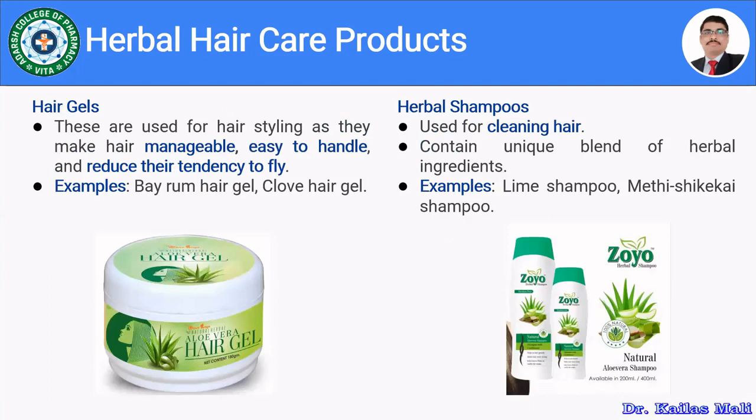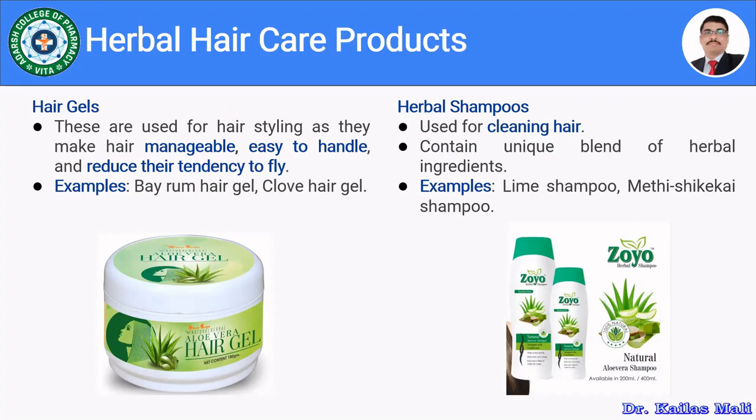The first one, that is the hair gel. The gels are basically prepared with the help of the polysaccharides. It might be synthetic, semi-synthetic, or it may be the natural one. So these are used for hair styling as they make hair manageable, easy to handle, and reduce their tendency to fly. Flying tendency of hair is going to be reduced with the help of the hair gel. For example, Perum hair gel or the clove hair gel.